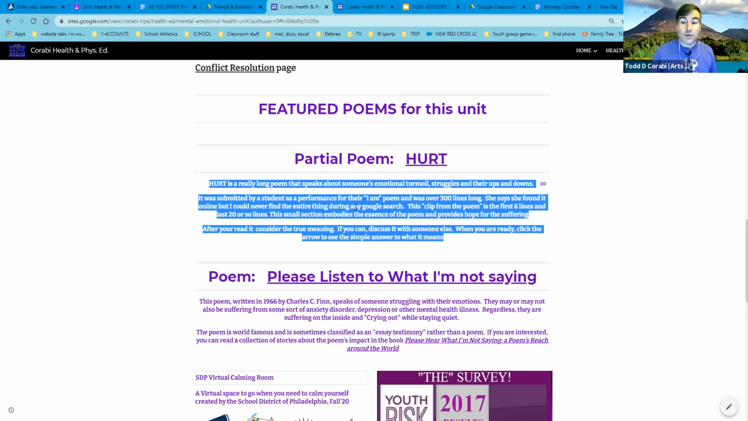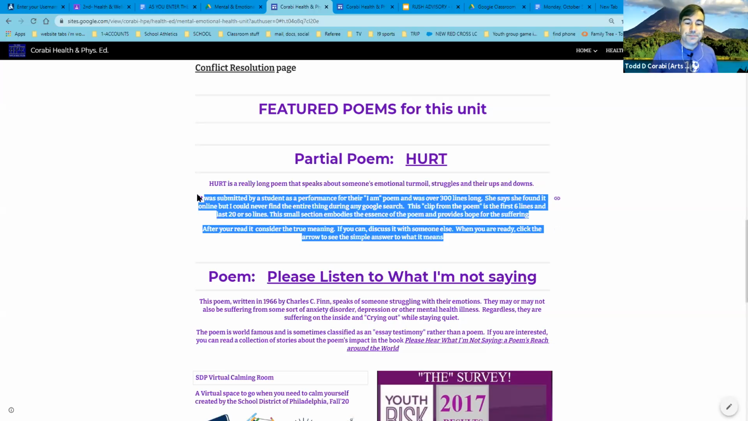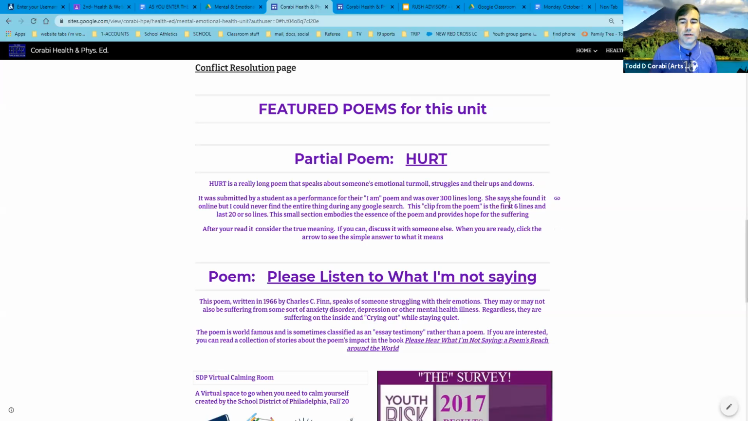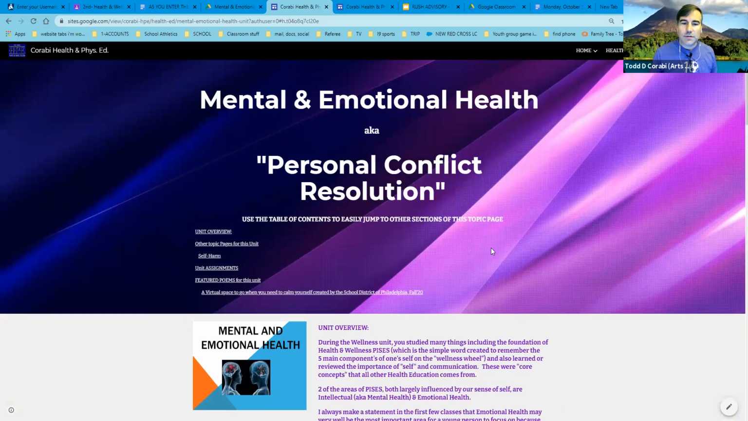It's an excerpt. So I have the first 6 and the last 20 or so lines to kind of keep it positive. But it's really, really strong and powerful. And I encourage you to read that if you need a little bit of encouragement about dealing with different things. So that said, let's go on to the first unit.